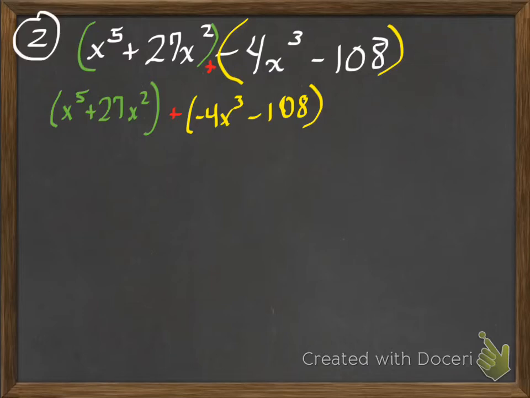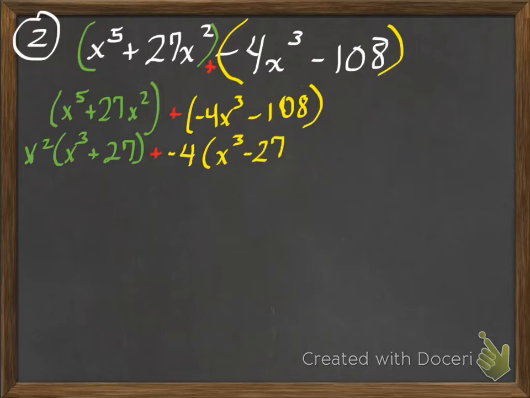So in that first parenthesis, what can factor out? X squared. X squared is what they share. That leaves me back 3 x's here, so x cubed plus 27. On my second parenthesis, what can be factored out? Negative 4. Leaving us x cubed minus 27.